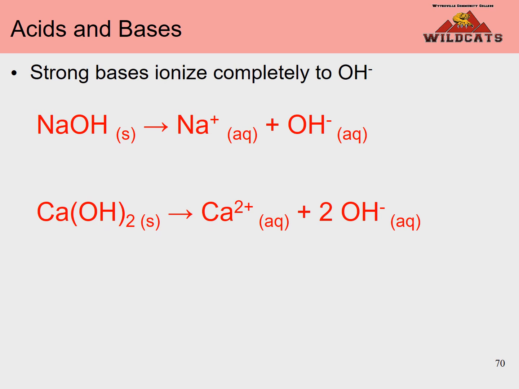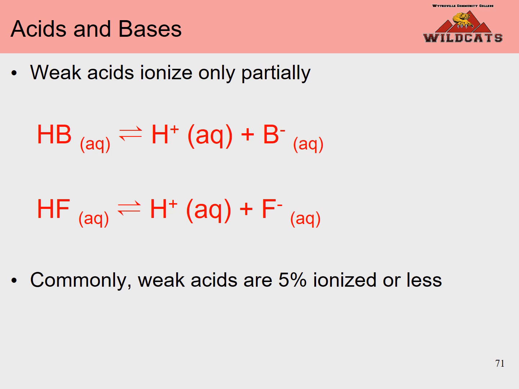Strong bases ionize completely to OH. So the easy way to recognize a strong base is that it has OH in its formula. Weak acids ionize only partially. So if we use HB, gives us the hydrogen that it donates, and technically the rest of it is a base. Remember I mentioned something about that acid-base thing on both sides of the equation? So hydrofluoric acid is a very classic weak acid. It produces hydrogen ions and fluoride ions. Less than 5% of it will break apart.